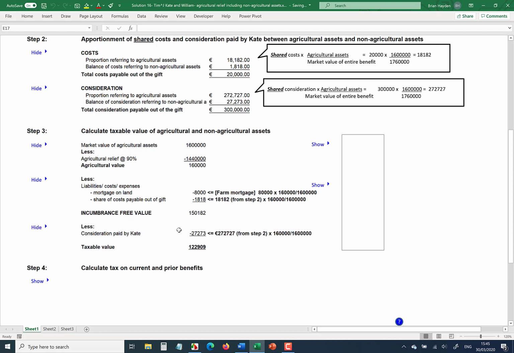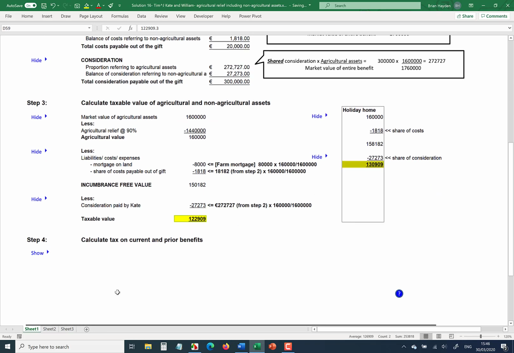And then for consideration, it's 10% of this number. This is the proportion related to agricultural assets. So 272,723. Okay, and that gives a taxable value, excluding the small gift exemption, of 122,909. For the holiday home there was a value of 160, and we deduct the full cost here. There's no 10% of costs here, and the full proportion of consideration, 27,273. Okay, so 130,909 is the benefit there, and 122 is the benefit for the agricultural.